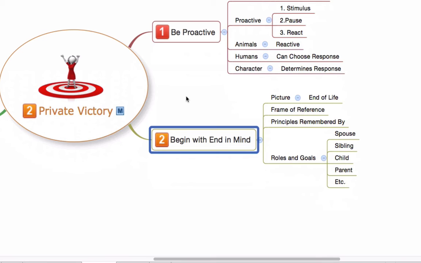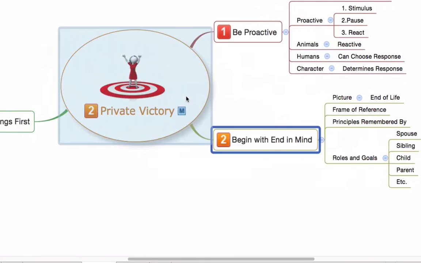And if you use this as your frame of reference in life, you may react very differently to the way you are at the moment. This can be taken and broken down into smaller, into what he calls roles and goals as well, because you can ask the question, how do I want to be remembered as a spouse, as a sibling, as a child, as a parent, as a worker, etc. But by having the end in mind, you can set your compass in that direction and work towards it.